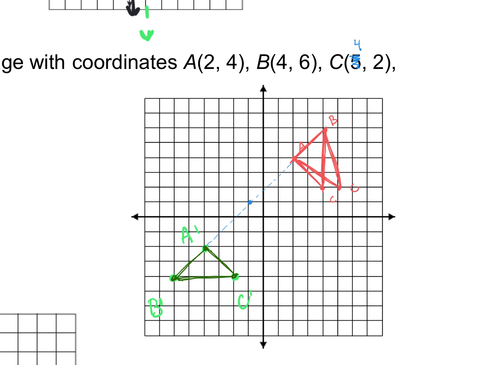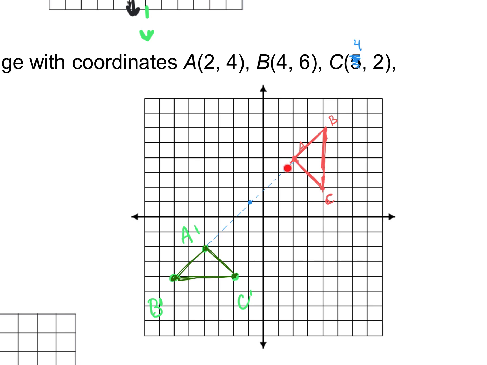Oops, is that my eraser? Okay, sorry for all the pausing. Back on track. So again, that's a typo right there. That should have been 4, 2. So to the right 4, up 2. Here's where C is. So back to finding the reflection line.